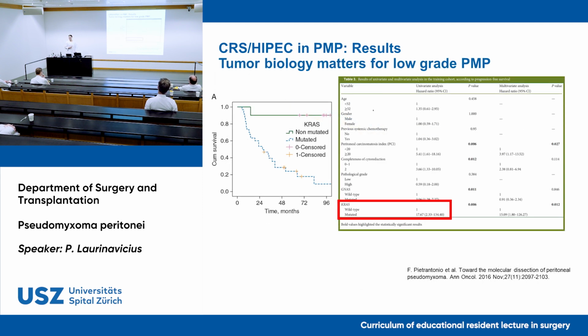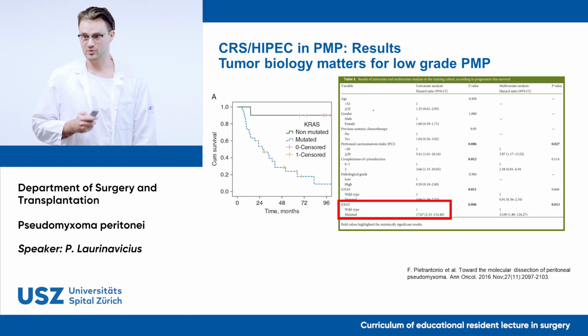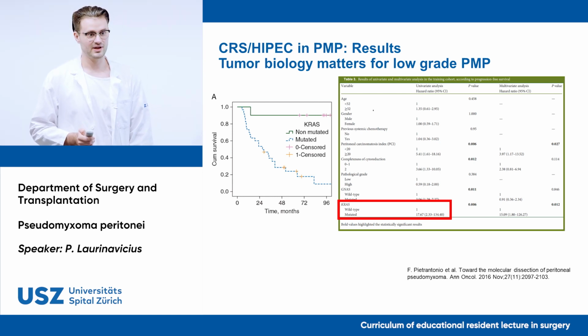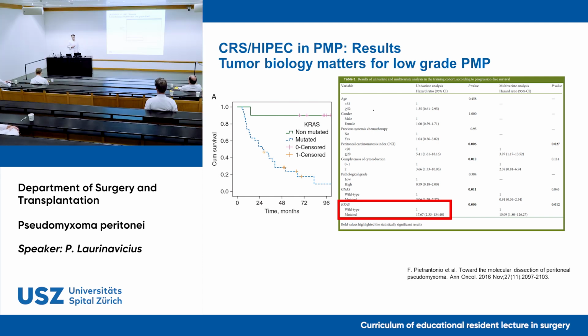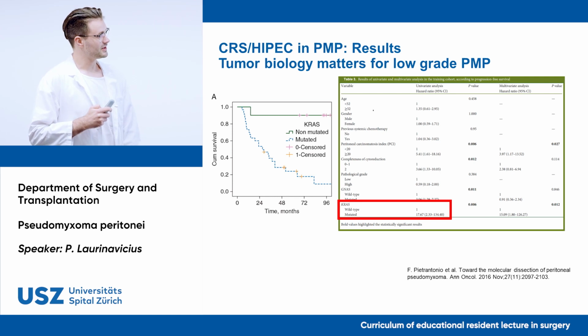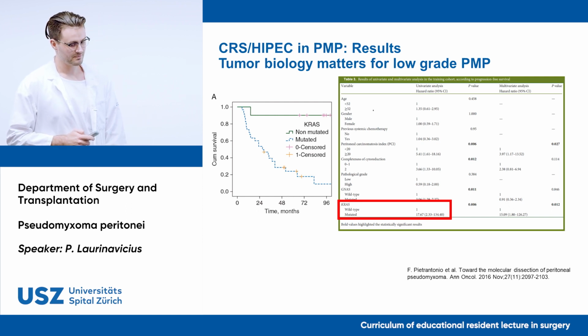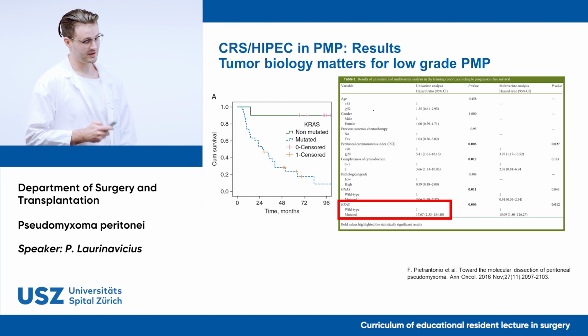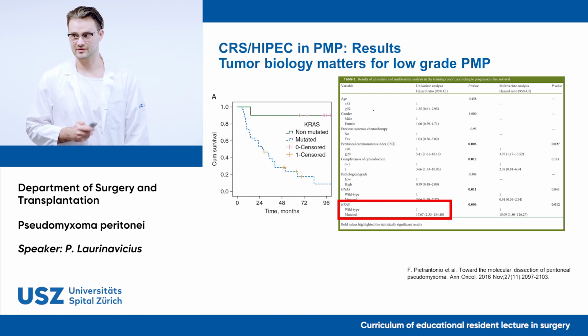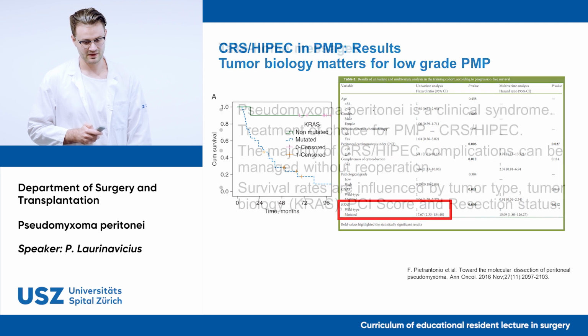And lastly, it has been seen that some patients with a low-grade PMP have different survival and recurrence rates. The colleagues looked at the tumor biology and found that the appendiceal mucinous neoplasms show one of the highest rates of KRAS mutations amongst the human cancers. And Dr. Pietro Antonio made a study about it and showed that the patients who had KRAS mutations had significantly lower survival rates after the CRS-HIPEC procedure.